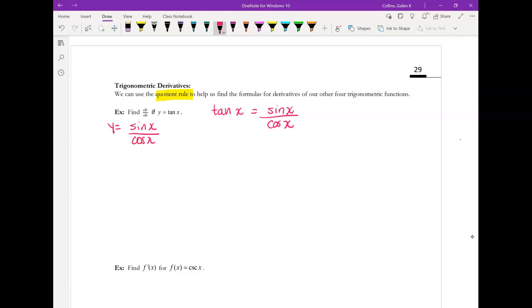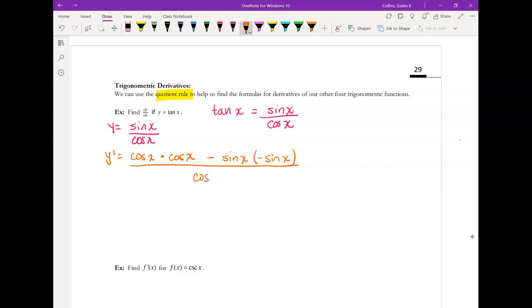All right, so using the quotient rule, I'm going to say the little saying because I have to. We could do low d high, so that's the cosine of x, times d high, the derivative of sine, which is also the cosine of x, minus high d low, so the sine of x. Remember, the derivative of cosine is negative, so we're going to multiply that by the negative sine of x. All of that over low, the cosine of x squared.